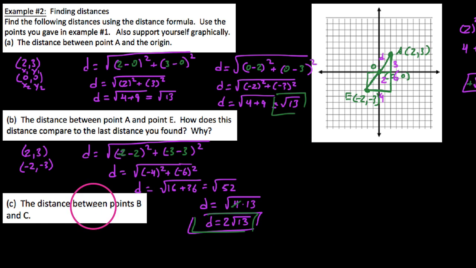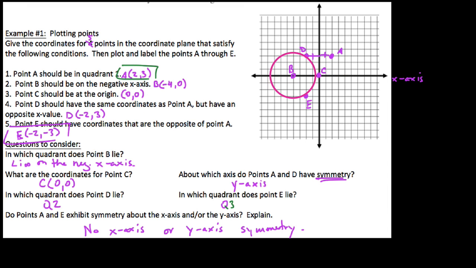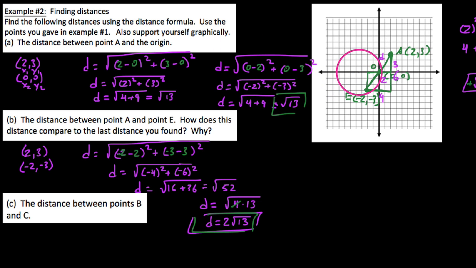So for this last part, the distance between points B and C, I'm going to go back and check out B and C here. We say B was (-4, 0), and C was (0, 0). So this is B, (-4, 0), and then (0, 0). Of course, this distance here is going to be 4. But why does this happen? Well, because anytime we find the distance between something that's either on the x or the y axis and the origin, it's kind of a straight line distance.